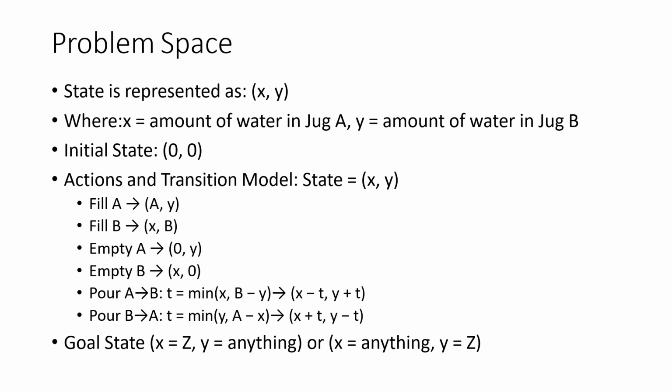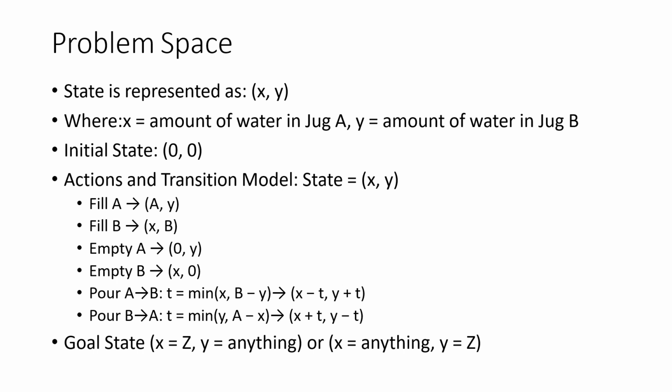Then the third one is empty jug A. So X comma Y becomes 0 comma Y. And then empty jug B. So X comma Y will become X comma 0. Then next is pour water from jug A to B.